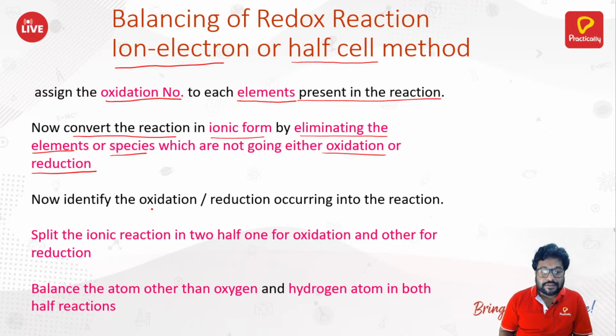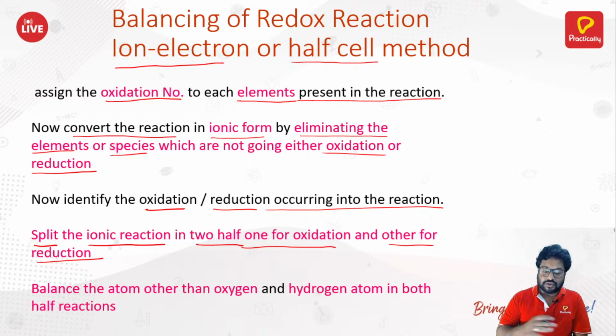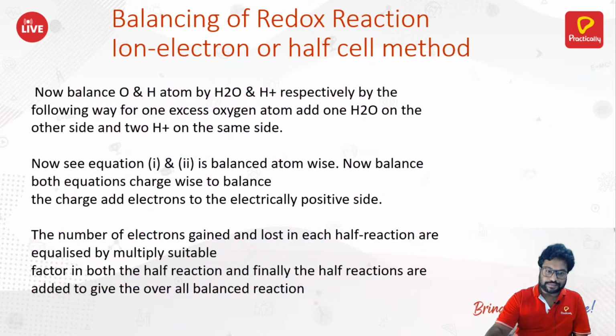Then you identify oxidation, reduction occurring in the reaction. Then you split the ionic reaction in two halves, one for oxidation, other for reduction. You divide the reaction in two half: oxidation half, reduction half. Then you balance the atom other than oxygen and hydrogen atom in both the half reaction. You don't need to remember these steps. You will come to know as I start solving the question.